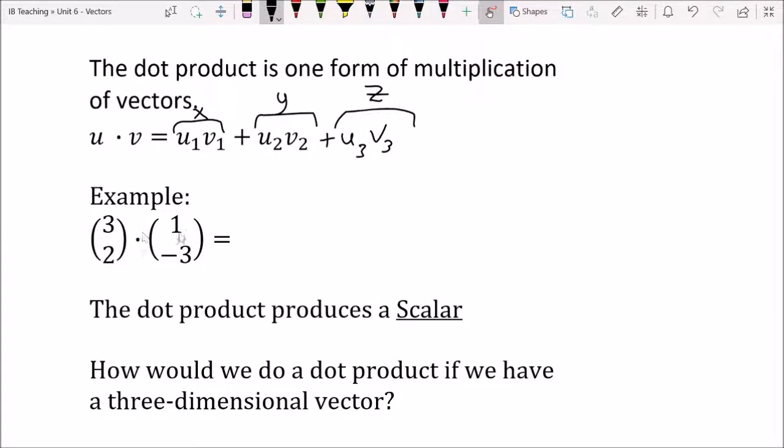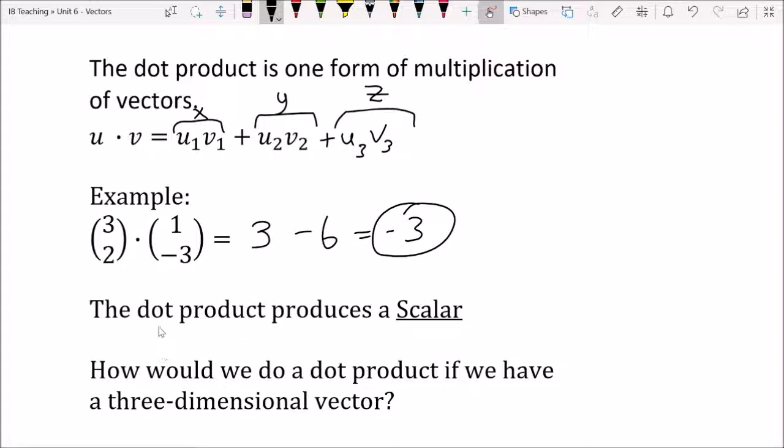So let's do an example. I'm going to take the x components, 3 times 1, that's 3, and 2 times negative 3, that's negative 6, and 3 minus 6 is negative 3. That's a dot product. And do they get harder? I guess the numbers could be bigger, but not really. The process doesn't get harder than this.